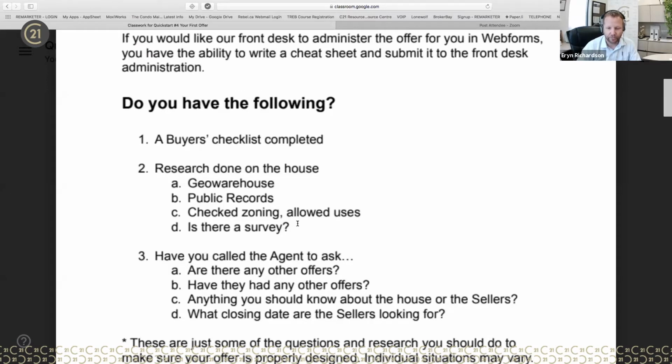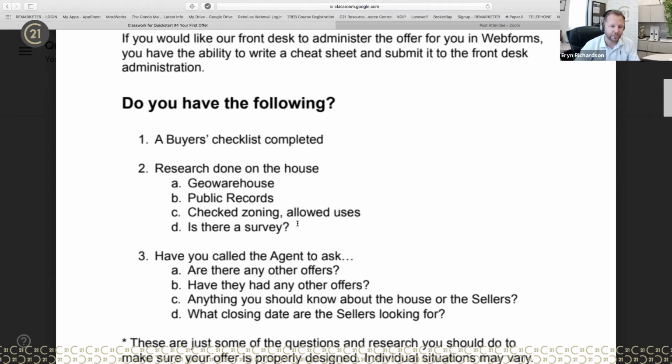Is there a survey for the property? Surveys are gold, right? Original surveys are gold. You'll get a copy of a survey or even a plan of subdivision, and it'll tell you different boundaries and stuff, but not everything's going to be on there.